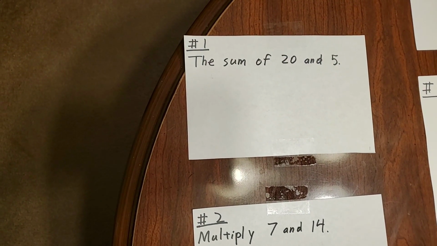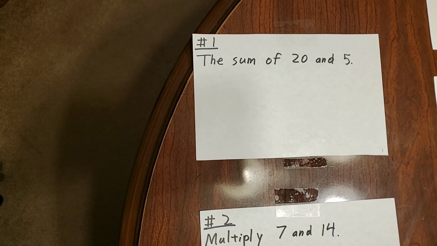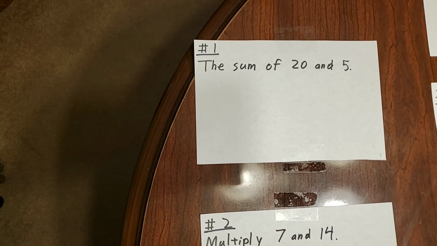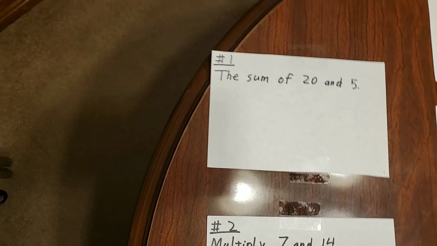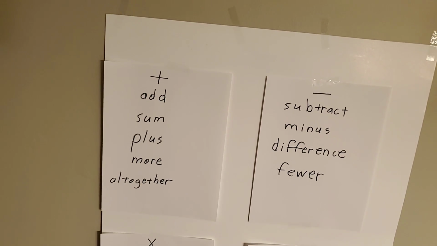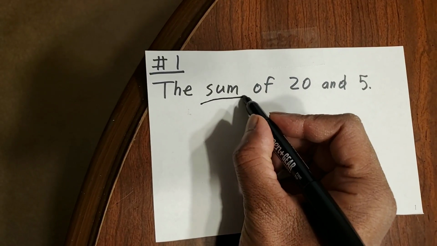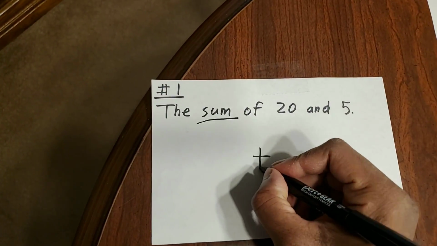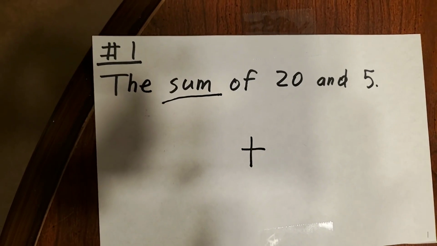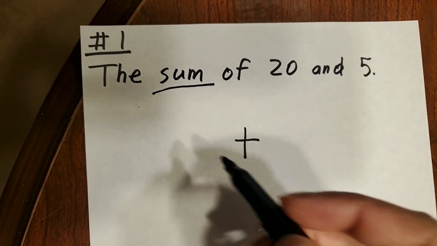So let's go back to our sentence. The sum of 20 and 5. Do you see any words in here that give us a clue of what we're going to do? This would be pretty easy. When I look back at our chart, I see the word sum, just like I do in here. So when we see the word sum, what operation are we going to do? We are going to add, and we are going to use our plus sign. The sum of what? What two numbers are we adding? The sum of 20 and 5.